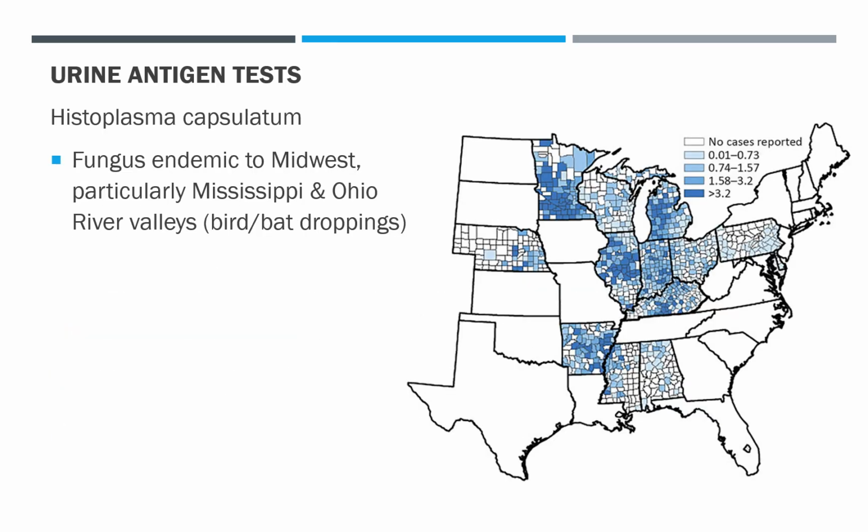Histoplasma capsulatum is especially interesting where we live currently because this is a fungus that's endemic to the Midwest, particularly in the Mississippi and Ohio River valleys. Generally, it comes from bird and bat droppings, but as you can see on this map, the dark blue is higher incidence, and you can see there in mid and southern Minnesota are the dark blue areas with that Mississippi River Valley.